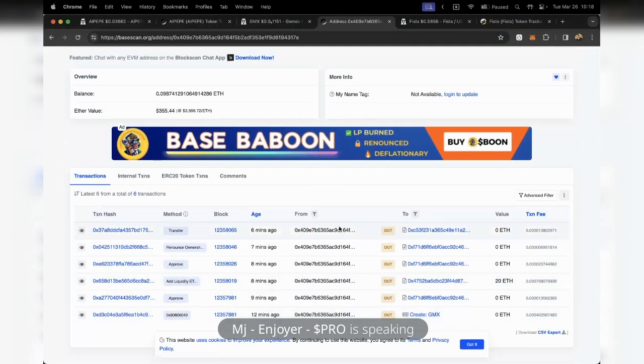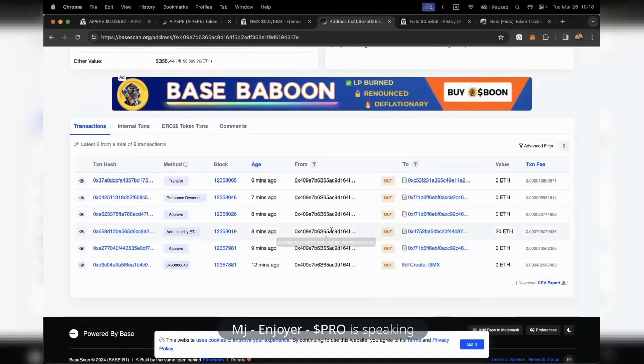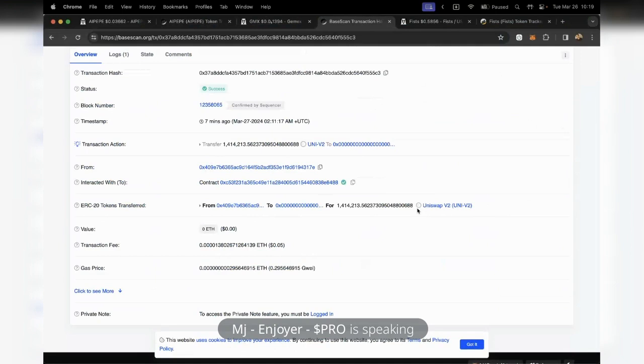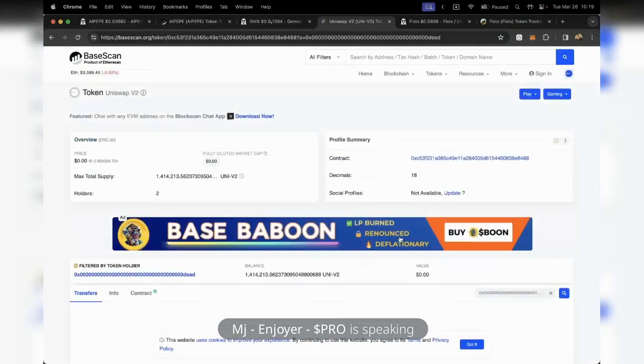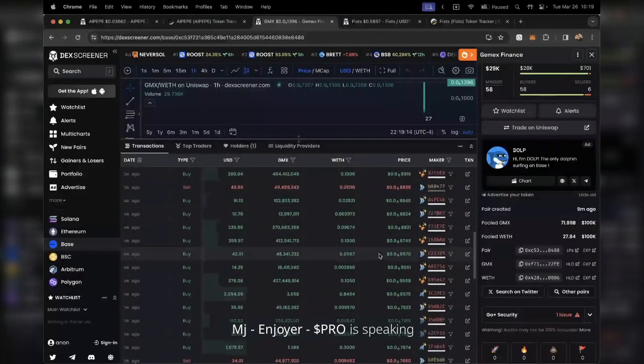Now, there's no way they haven't locked liquidity yet. Liquidity doesn't seem to be locked here. The liquidity was added on this wallet, but there's approve, renounce ownership, and transfer. What is the transfer? This might be the liquidity lock, actually. Is that a burn address? Yeah, it looks like they burned it.